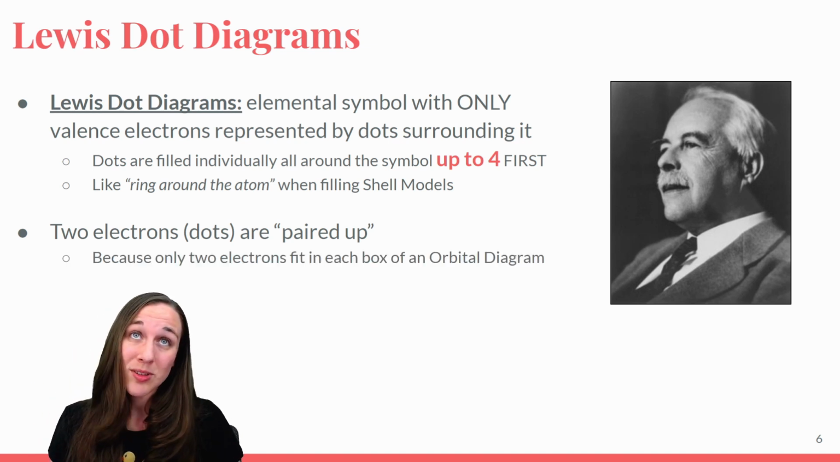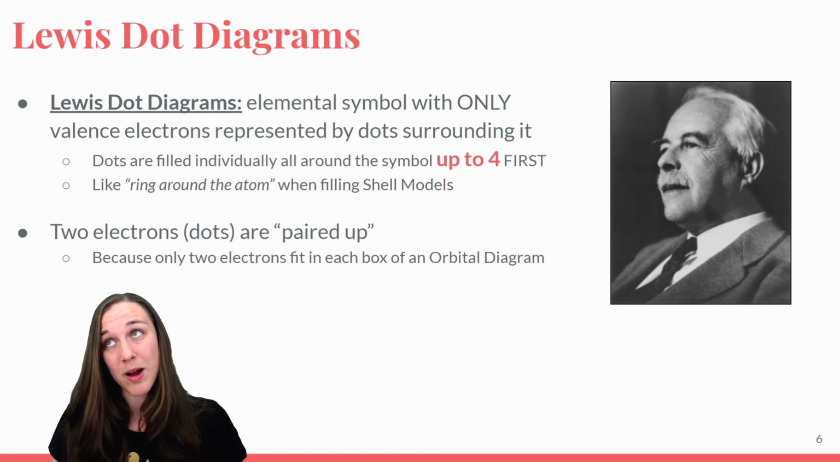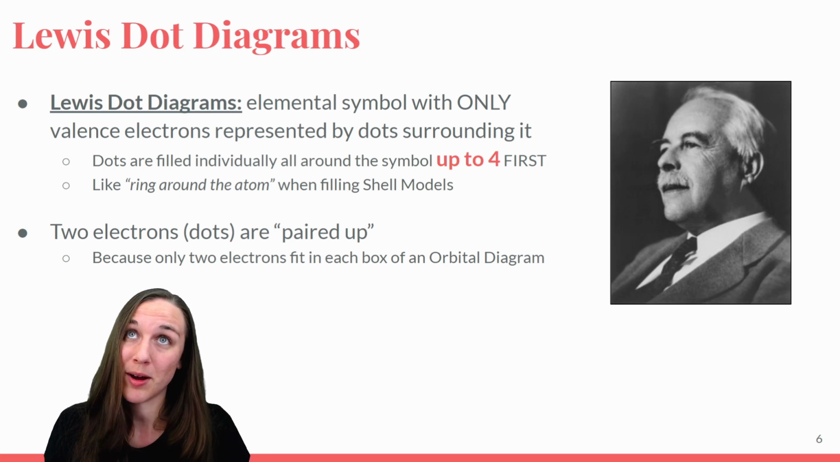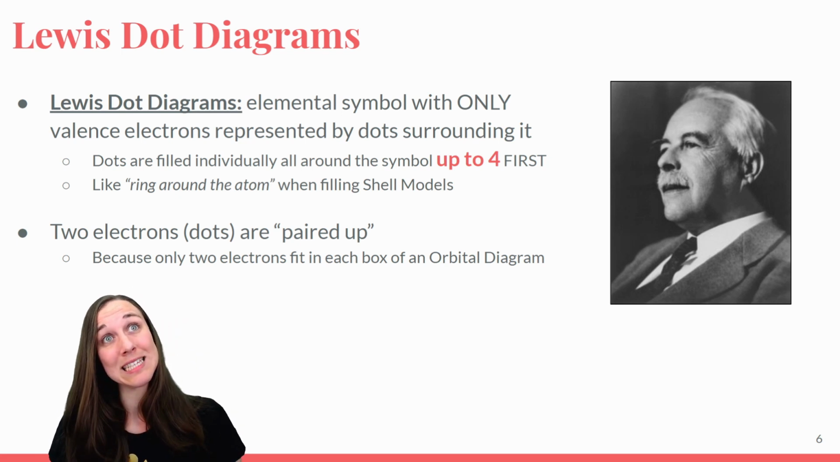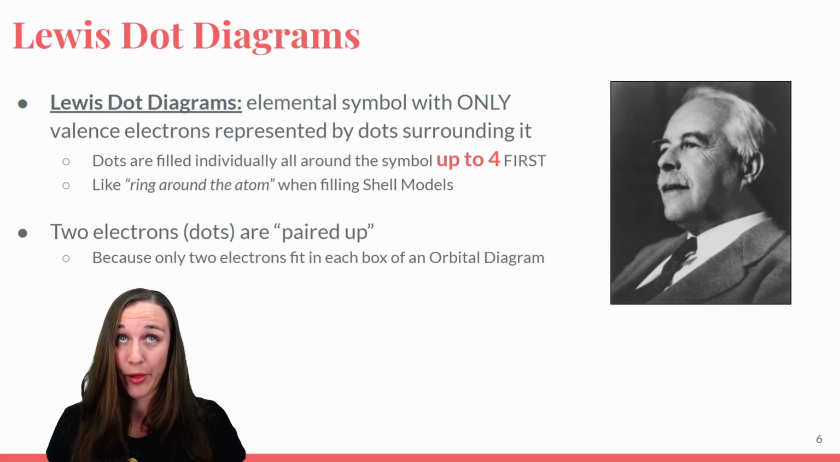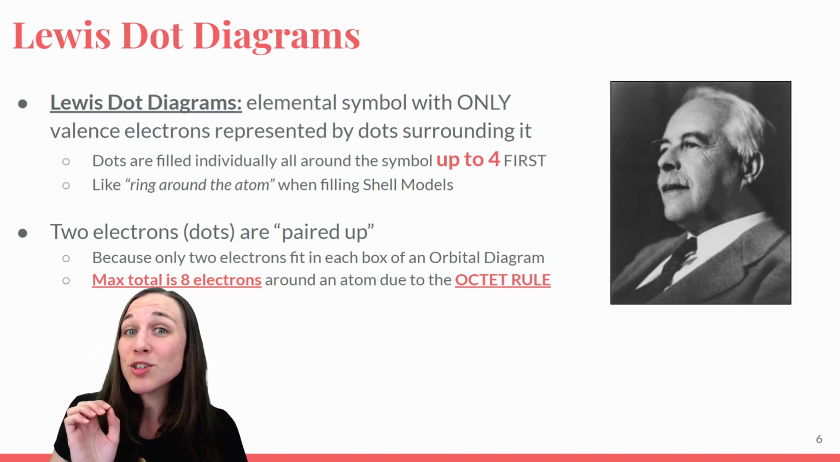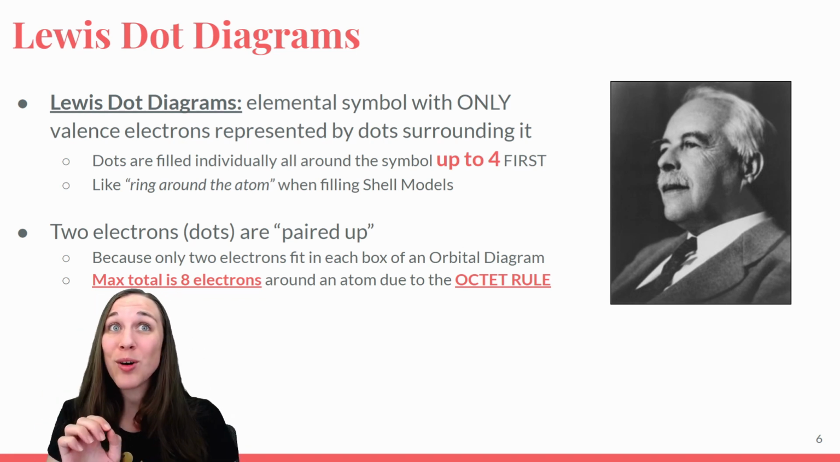Now the reason you do this is because in an orbital diagram, only 2 electrons can fit in each box. Again, if you have no idea what I'm talking about with the orbital diagrams, please click on that link in the comments below and educate yourself. And due to the octet rule, we can only have 8 electrons around each atom accordingly.